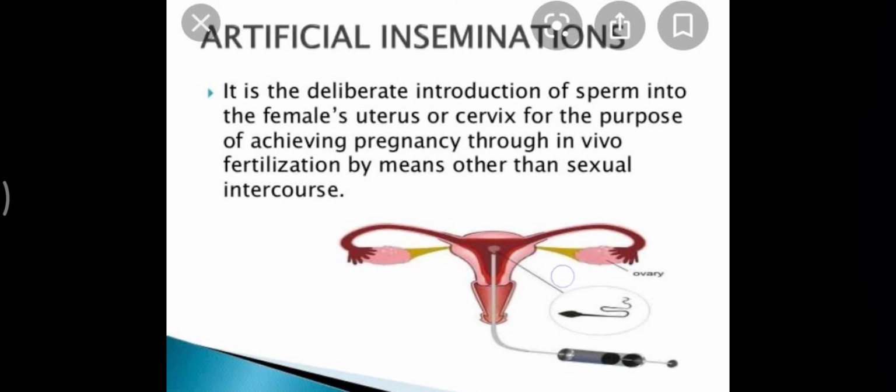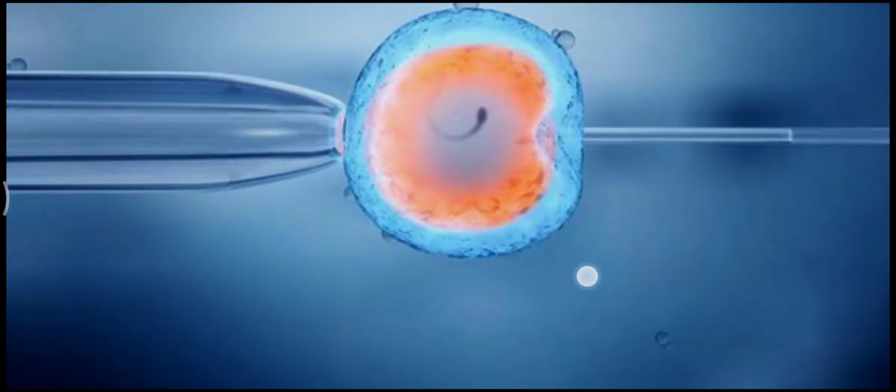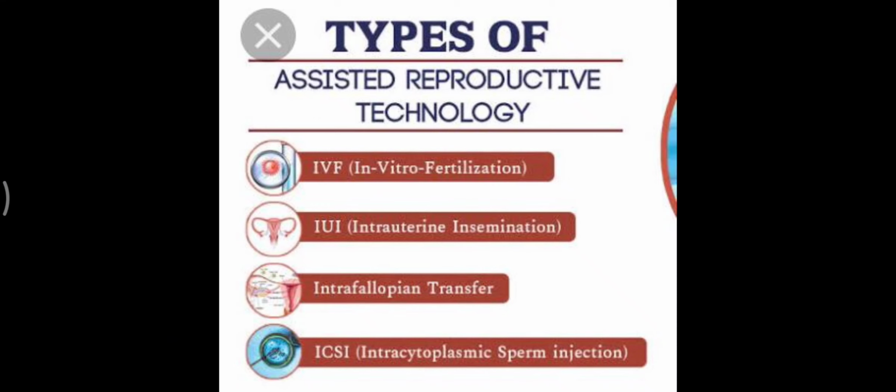The last technique that we are going to learn here is intracytoplasmic sperm injection, that is ICSI, the last technique shown here. It is another type of specialized process where the embryo is formed in the lab: the sperm is collected and directly injected into the ovum cytoplasm. That is why the name is intracytoplasmic sperm injection. The zygote can further be transferred into the female reproductive tract for further development.